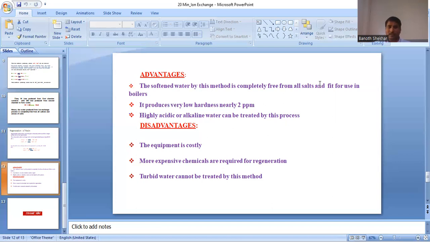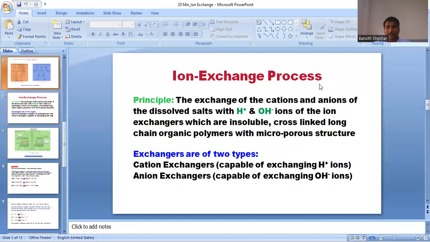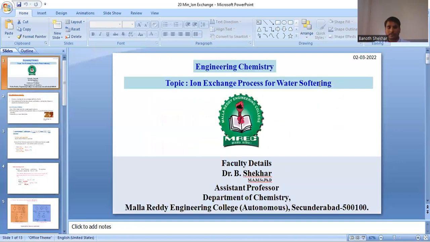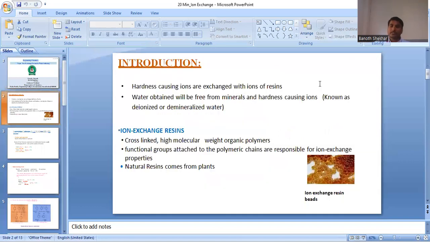But compared to all the other experiments, this is one of the best experiments to convert hard water into soft water. So again, I am saying this ion exchange method or process is also called a demineralization process or deionization process. And in this process, we are using the resins, the cation resin and the anion resins, which are water insoluble resins. In those water insoluble resins, we are placing the membranes. Those membranes are made of copolymer. The copolymers come from natural plants.